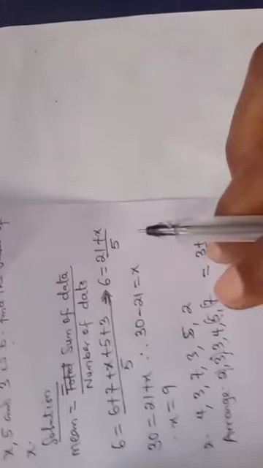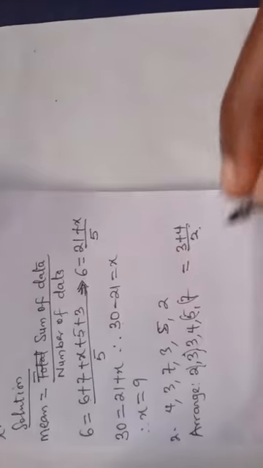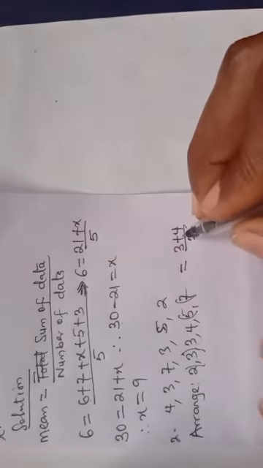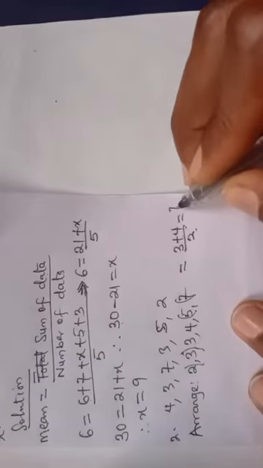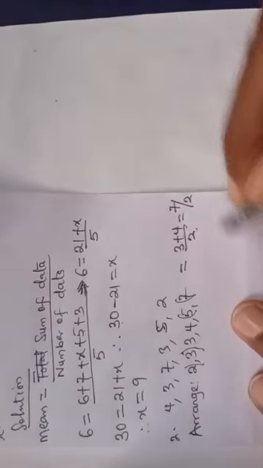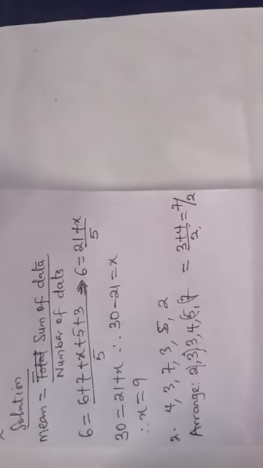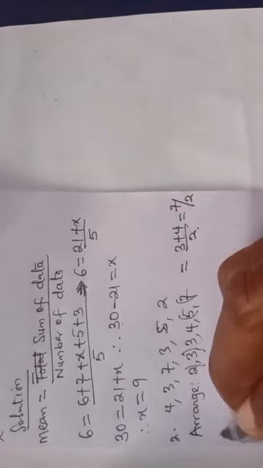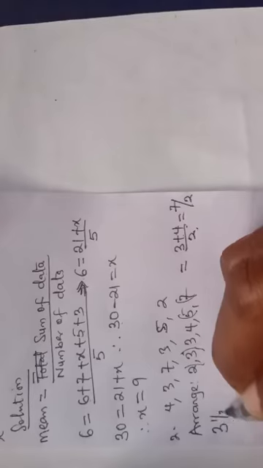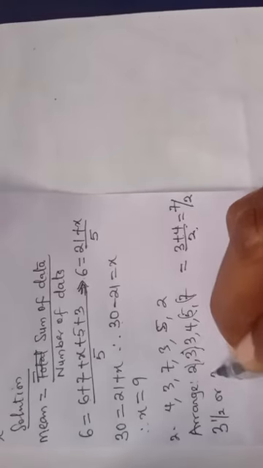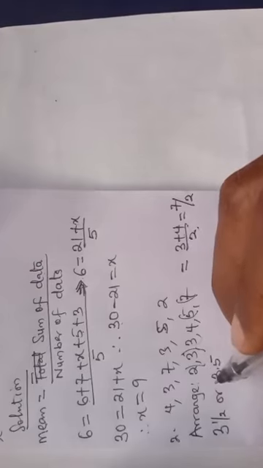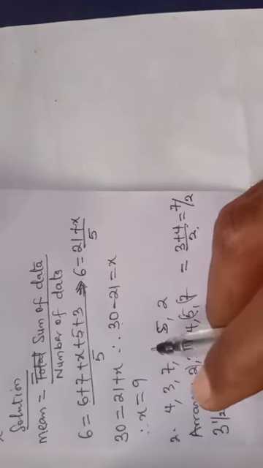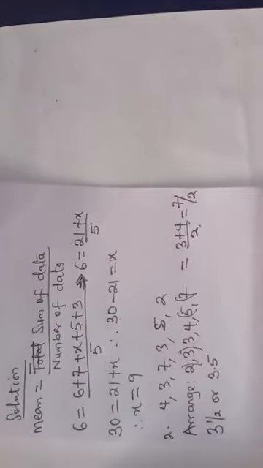Is that okay? So let's go. 3 plus 4 is 7 over 2. So 2 into 7 will give us a 3 whole number, 1 over 2, or 3.5. Is that okay?